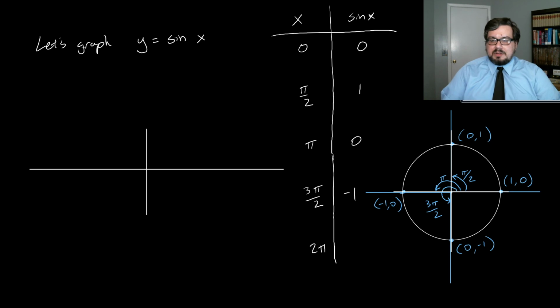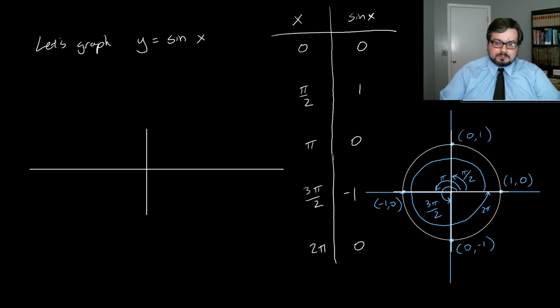Finally, we're going to have an angle of 2 pi, and 2 pi goes all the way around the circle and comes back to a line that's coterminal with our original one, heading straight off to the right, and so sine of 2 pi is 0. So here we've got a few points, and let's mark them out here.